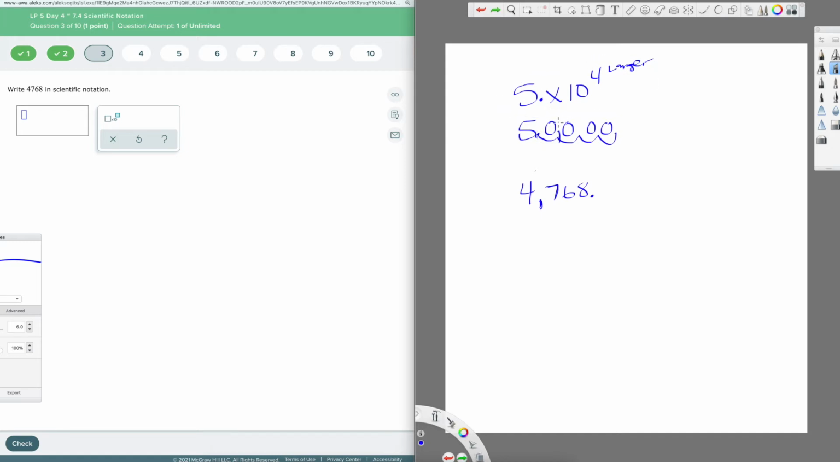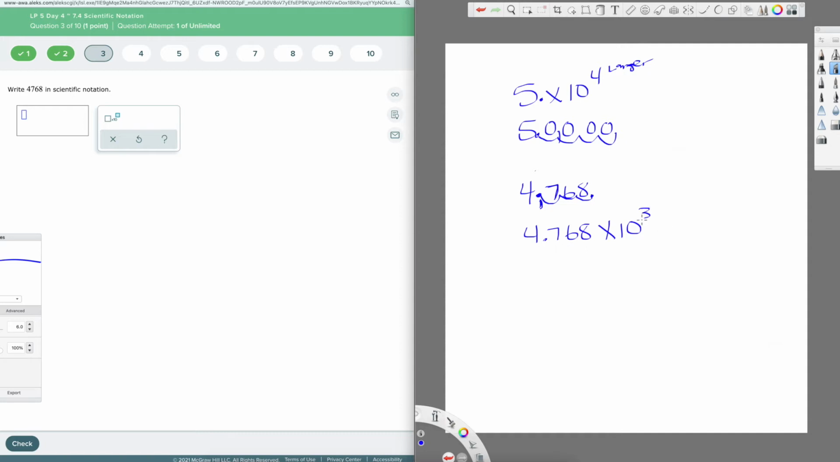So I want to do the same thing. I want to go to the end here, and I want to move it 1, 2, 3 times. And it's by chance 3 here, but I want to stop so there's a number in front. 8, we don't keep going. There needs to be a number in front here between 1 and 9. So I have 4.768, and it's always going to be times 10, but the exponent is what's going to change here. So I moved it 3 times.